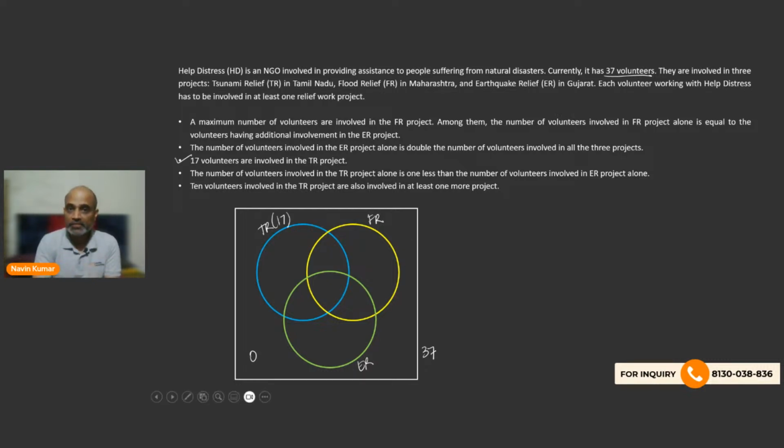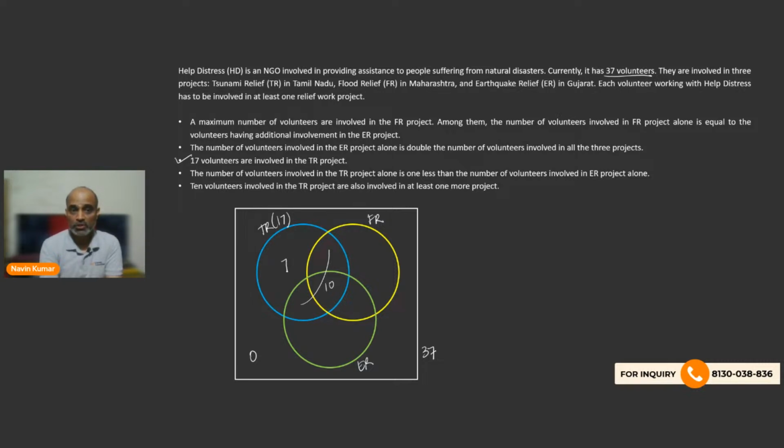So that is 17. Next, the number of volunteers involved in the TR project alone, so this one, is 1 less than the number of volunteers involved in the ER project alone. We do not know the ER project alone, so this will again not help. 10 volunteers involved in the TR project are also involved in at least one more project. So as per this last bullet point, this is 10.